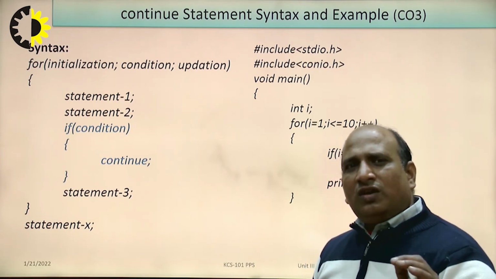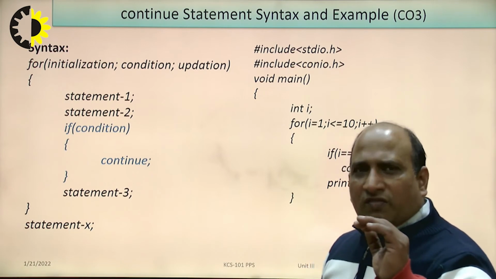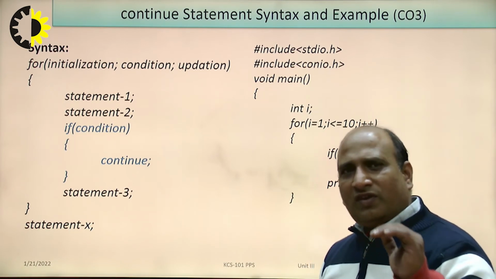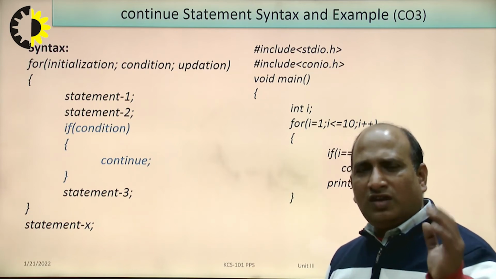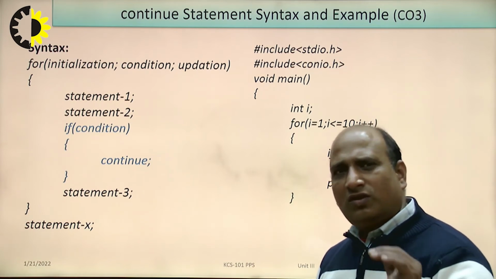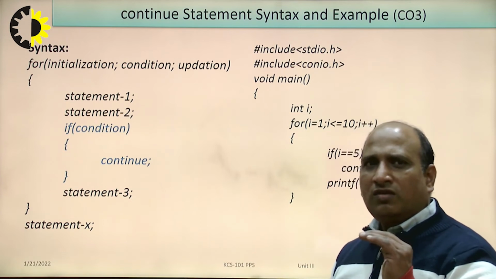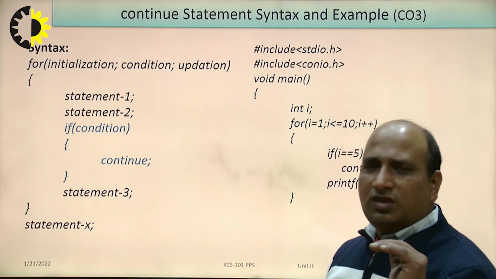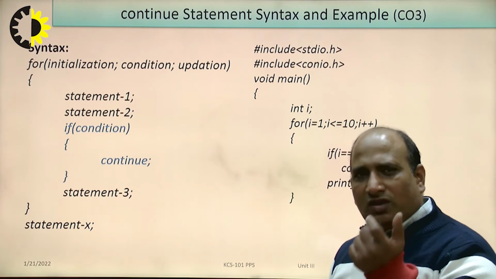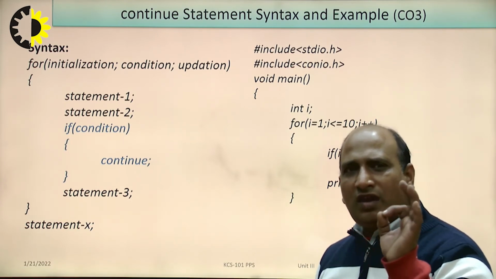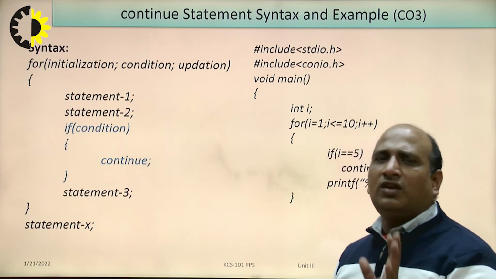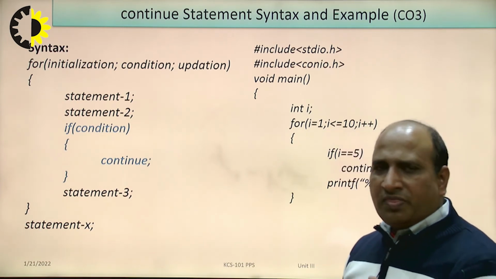Means only 5 will not be printed, only 5. 1, 2, 3, 4 have been printed because when I is 1, 2, 3, 4, control does not go to the continue. Control will only come to the continue, it will encounter continue only when I equals to 5, which means when the I value is 5, then only continue will be encountered.